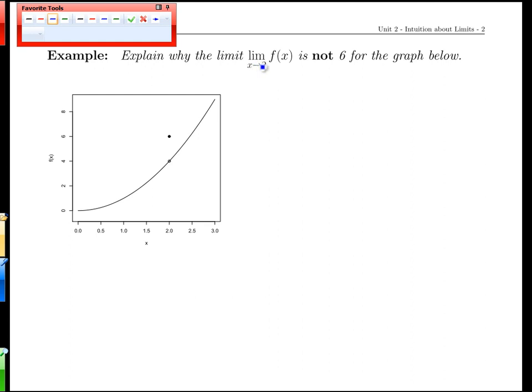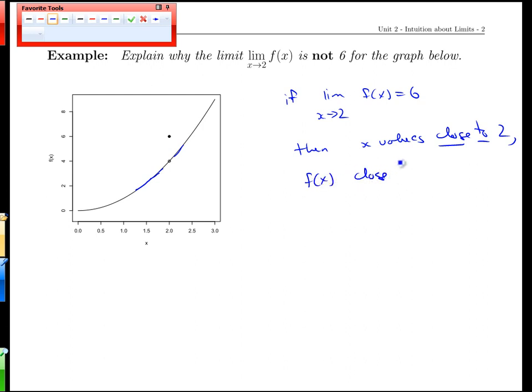As x approaches 2, what happens to the function? Well, x approaching 2 means we come in from one side or the other, and we see whether we are close to, here we're claiming, 6. If the limit as x approached 2 of f of x is equal to 6, then what would that mean? It means that for x values close to 2, f of x would have to be close to 6. Now, is that true? Well, definitely not.